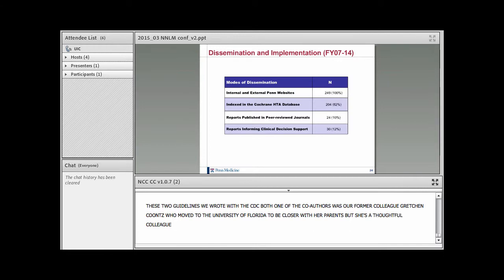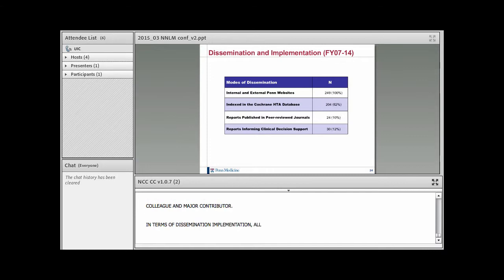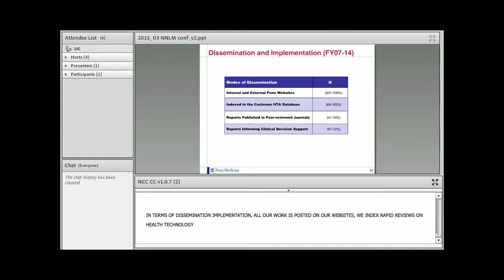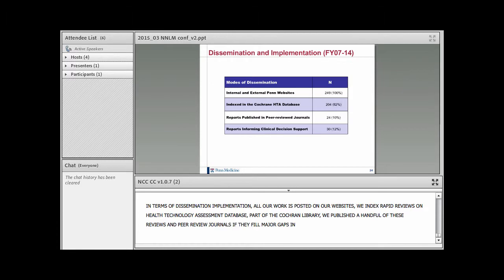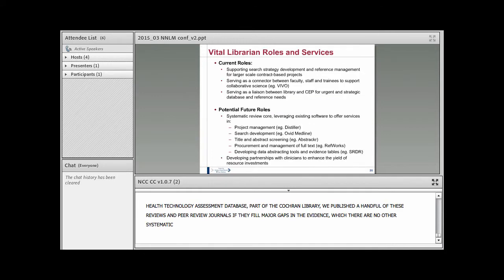In terms of dissemination and implementation, all of our work is posted on our websites. We index a lot of these rapid reviews on the Health Technology Assessment Database, which is part of the Cochrane Library. And we publish a handful of these rapid reviews in peer-reviewed journals if they fill major gaps in the evidence for which there are no other systematic reviews. A number of these reports have also gone on to inform decision support.